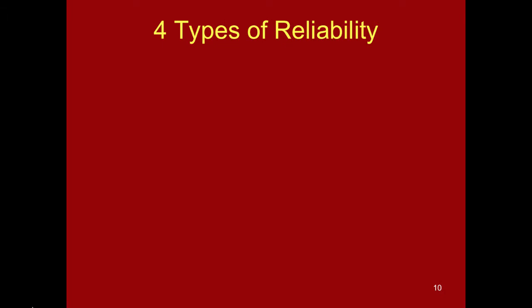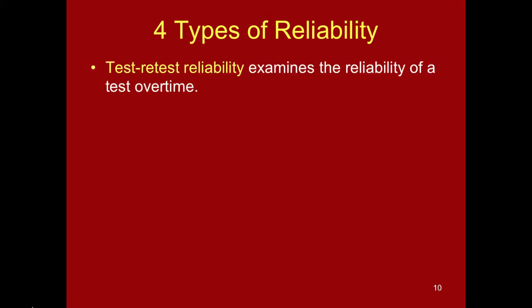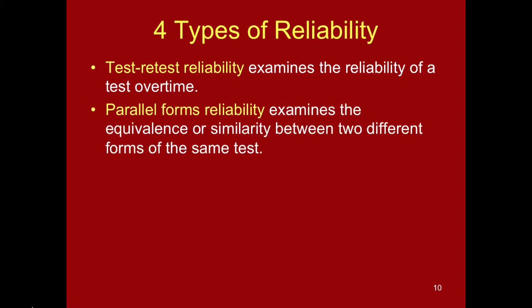There are 4 different types of reliability: test-retest reliability, parallel forms reliability, internal consistency reliability, and inter-rater reliability. Test-retest reliability, or time sampling, examines the reliability of a test over time. This type of reliability is important when you want to examine differences or changes over time, and thus runs the risk of having the first testing influencing the second testing, or normal growth or development making the test appear less reliable. Parallel forms reliability examines the equivalence or similarity between 2 different forms of the same test.